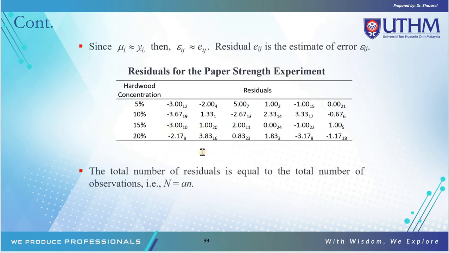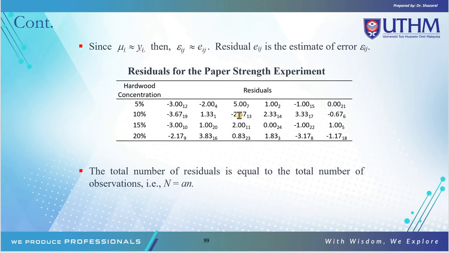Let's refer to the residual of the example just now. We take all these residuals and rank them from smallest to largest. You can carry this out easily by using Excel, but I'm not going to demonstrate using Excel, I just want to give you an example. So the smallest value here is this one, negative 3.67. This is the smallest, and then the largest is 5.